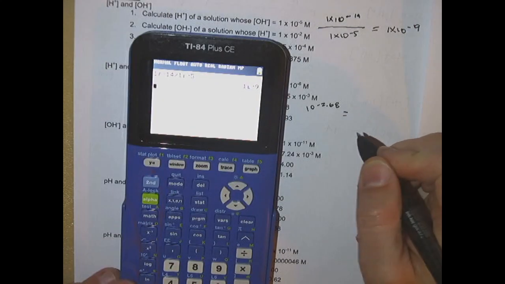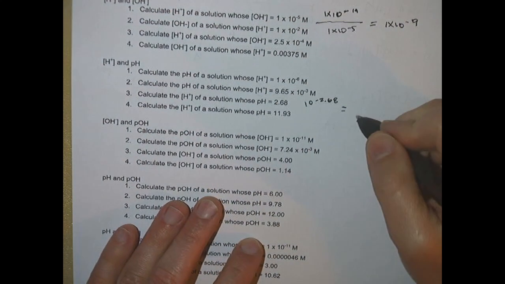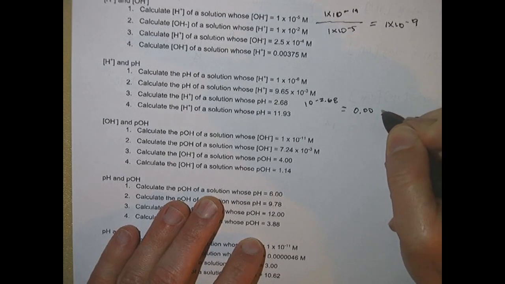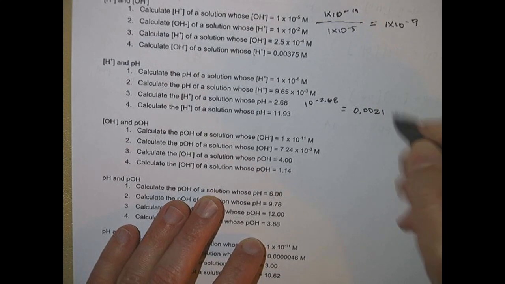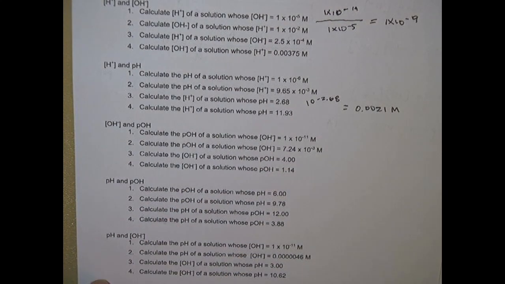And on your calculator, 10 to the negative 2.68 gives us 0.002 for the concentration of H plus. 0.0021 if we're going to round it. And that would be molar because it's the concentration.